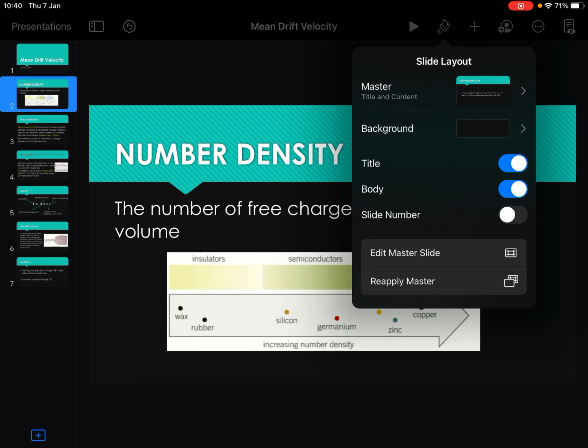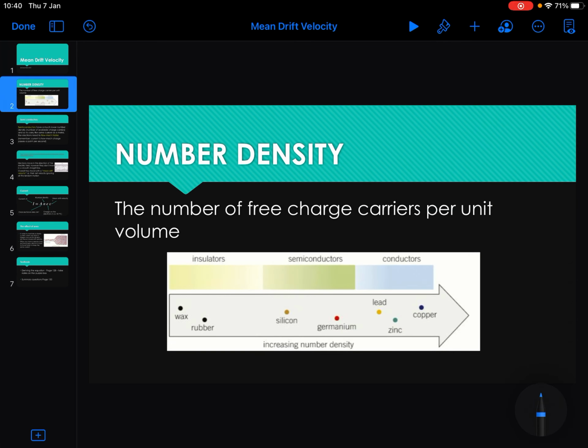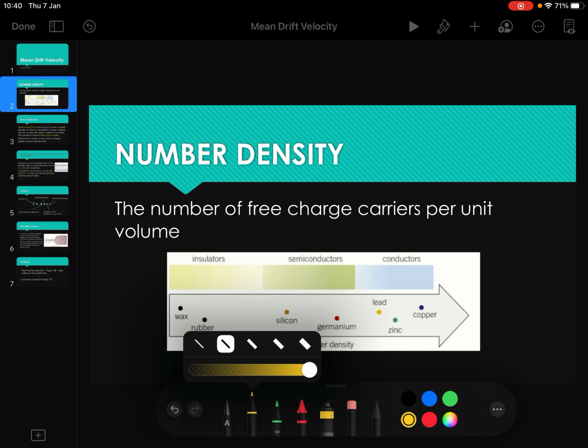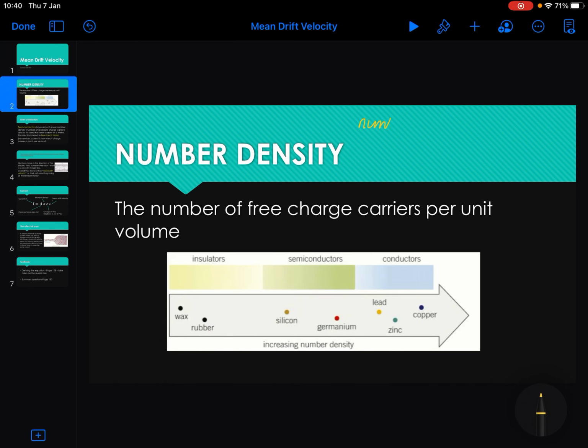In fact, shall I write this? Let's write this. I'm going to go out in yellow. I'm going to make it smaller. So, a nice equation is number density equals number of, I'm going to put electrons, but know that it could be any charge carriers, divided by volume, which you can kind of tell from the definition, but I'm just putting it there for clarification.